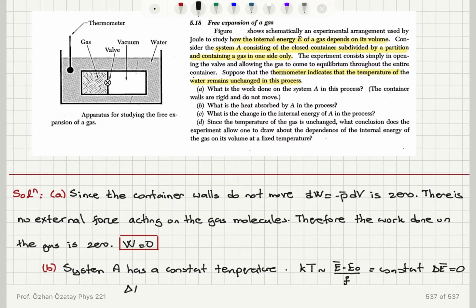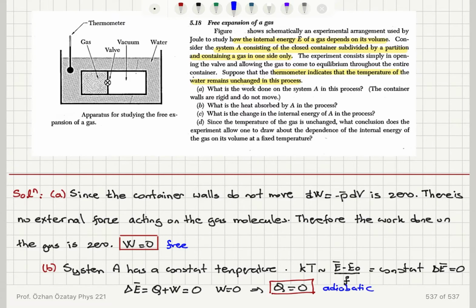And from the first law of thermodynamics, delta E bar, which is the heat absorbed plus work done on the system, is 0, and with W equal to 0 this also implies the heat absorbed by the system is 0. So the fact that the work done on the system is 0 with no force being applied makes this a free process, and the fact that the heat exchange with the environment is 0 makes it an adiabatic process.